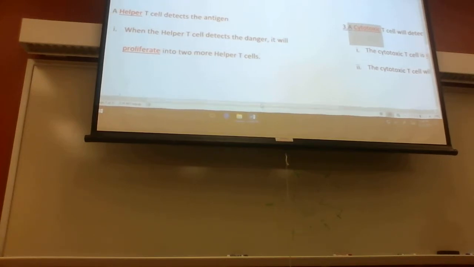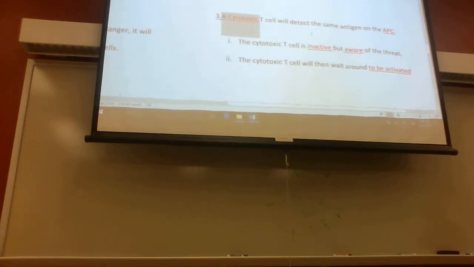Okay. So that's your cytotoxic T cell. Cytotoxic T cell is inactive. It's not activated yet. It detects it, but it's inactive. It's hanging out, kind of on standby. It's like, okay, I'm here. The cytotoxic T cell will then wait to be activated.